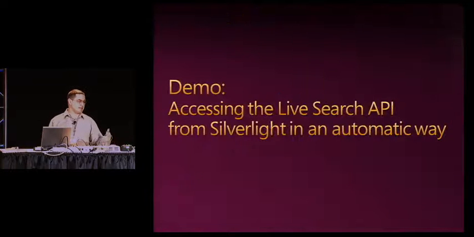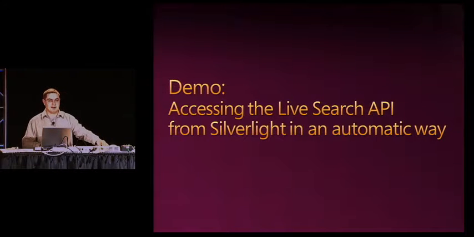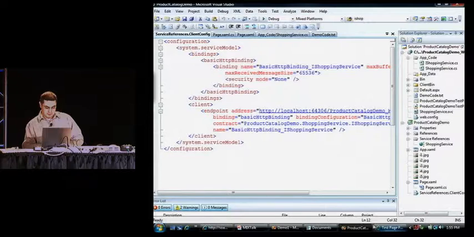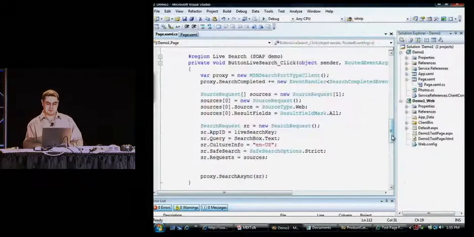And to demonstrate the interoperable case, it's very similar to the product catalog demo. I'll show you how to access the live search API using Silverlight. I won't go through actually writing the code. I'll just show you the pre-written code.